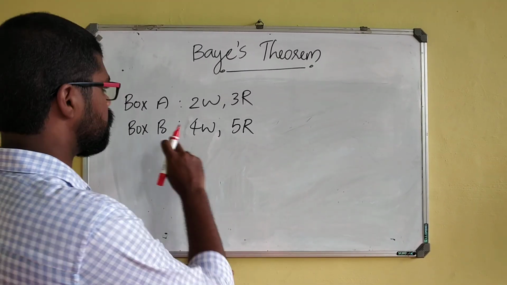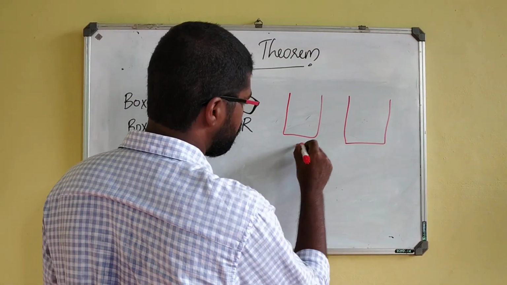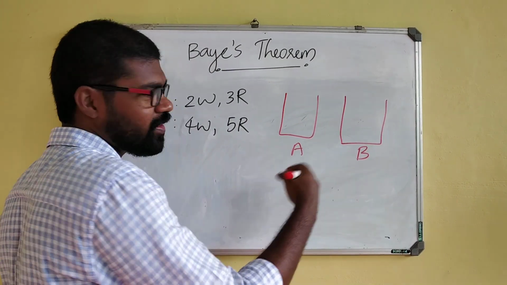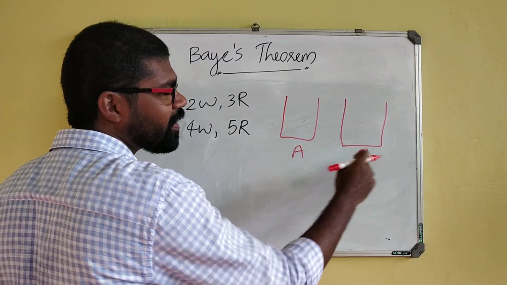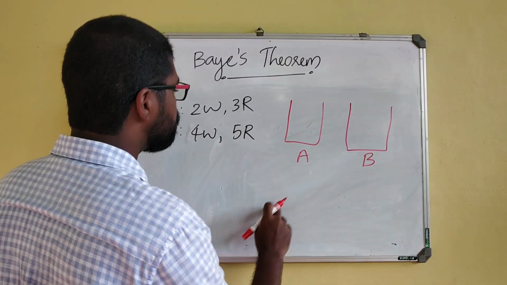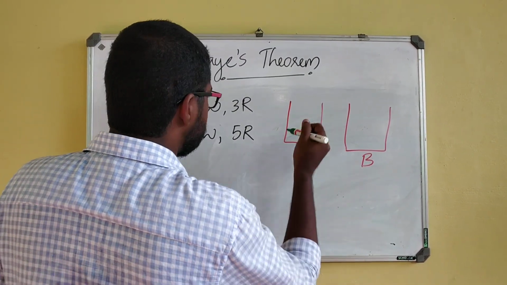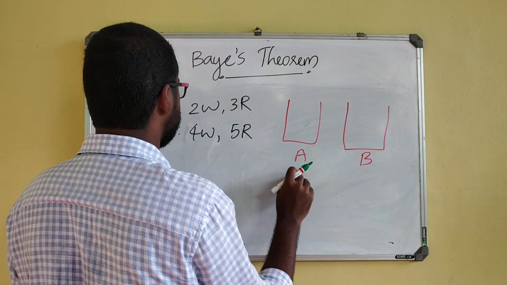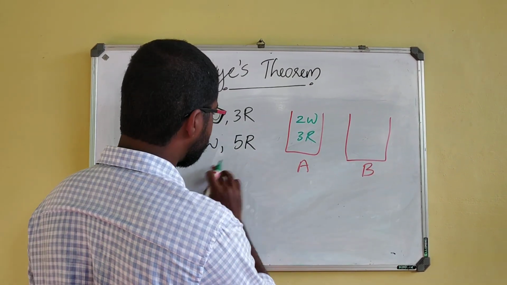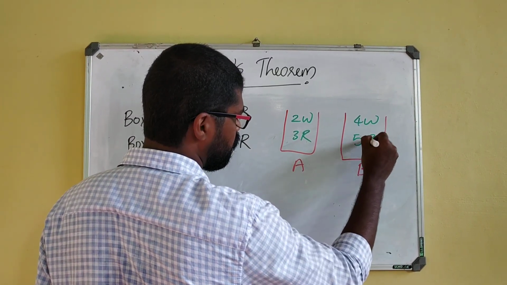From the question, there are 2 boxes, box A and box B. Never be confused by using variables like A and B, events like A and B. You may take X, Y, or something like that. So there are 2 boxes, A and B, and there are 5 balls in box A, that is 2 white and 3 red. And there are 9 balls in box B, that is 4 white and 5 red.